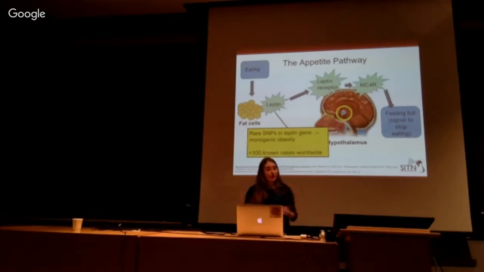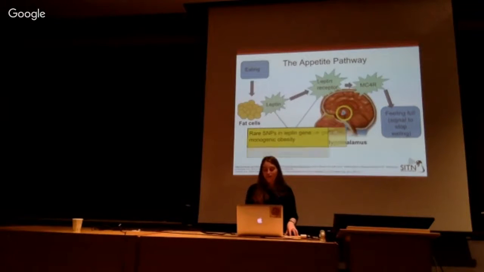So as it turns out, this can also happen in humans. So rare SNPs in the leptin gene can cause monogenic obesity. Now this is extremely rare. There are less than 100 known cases of this happening, and where it has popped up, it's usually been in families with intermarriage between related people, like cousins. So this is very unlikely to be something that you would see in your daily life. But it's pretty interesting, and I think also probably helps scientists sort of start to put together this pathway, which I think is pretty cool.